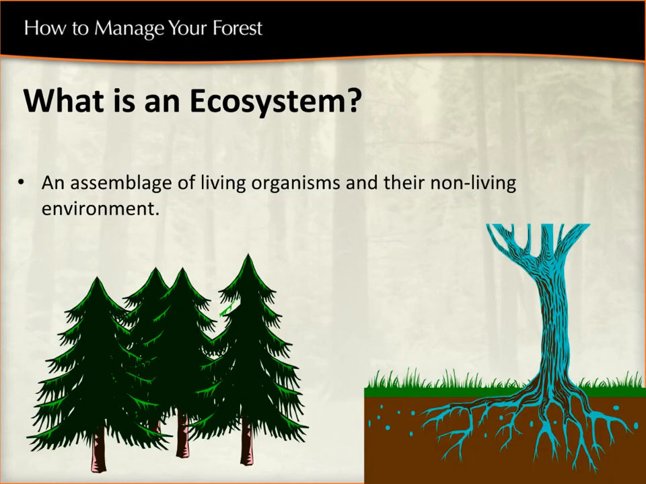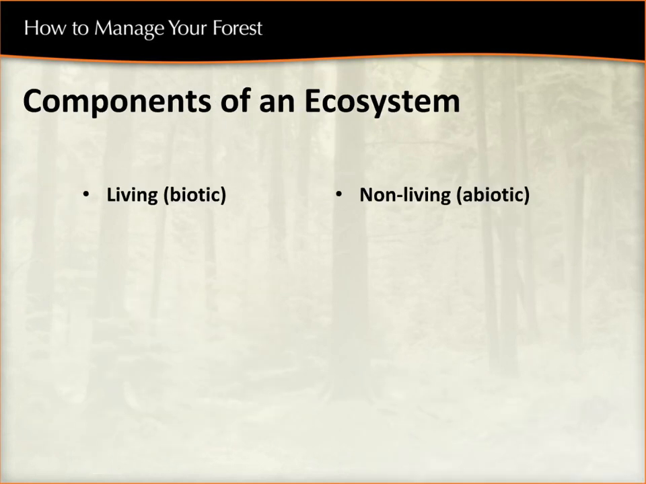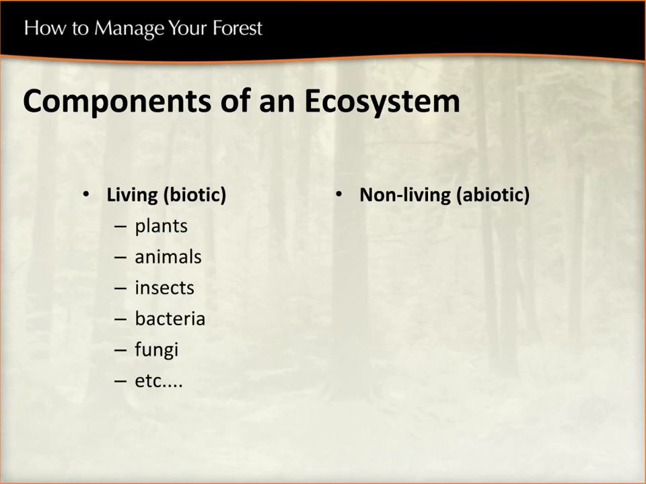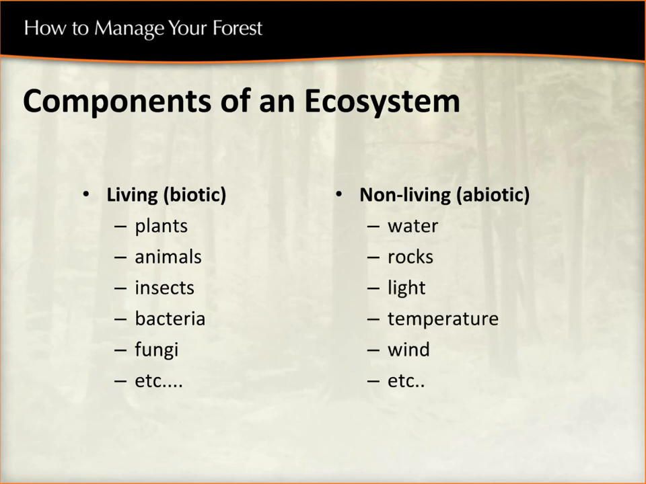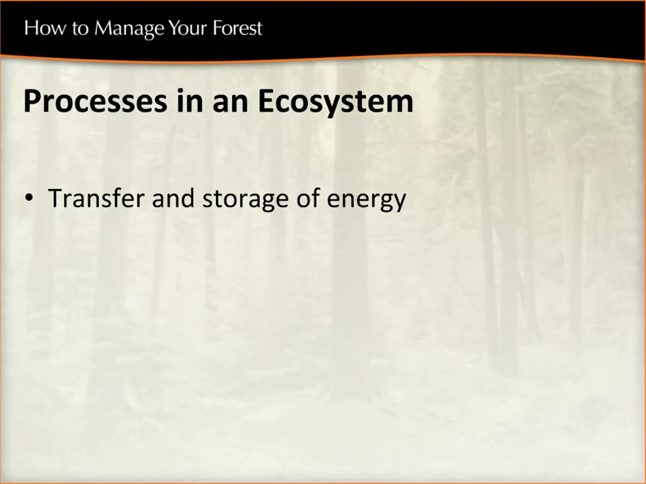When you step back and look at all of the organisms, the non-living environment, and the ecological relationships in a given area, you're looking at an ecosystem. It is important to recognize that an ecosystem includes both living and non-living components. Living components include plants, animals, insects, bacteria, fungi, etc. Non-living components include things like water and rock, or environmental components such as light, temperature, wind, etc.